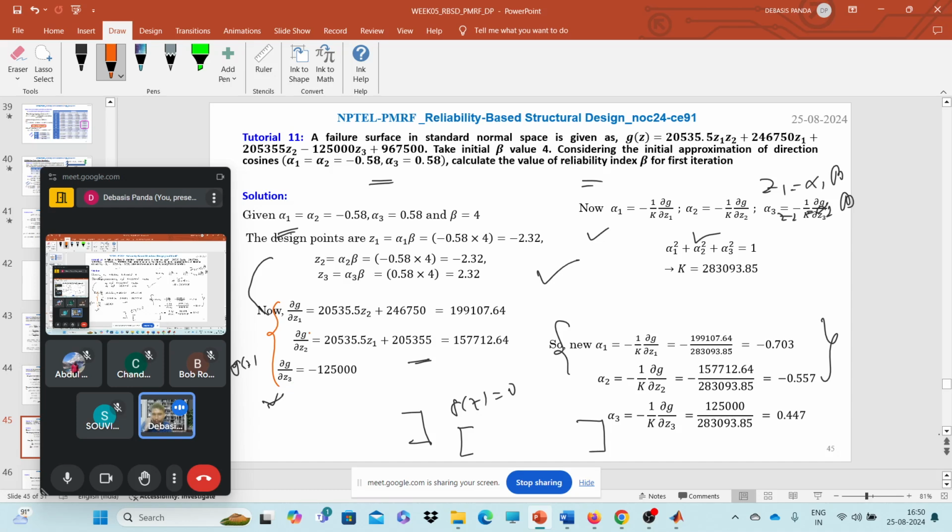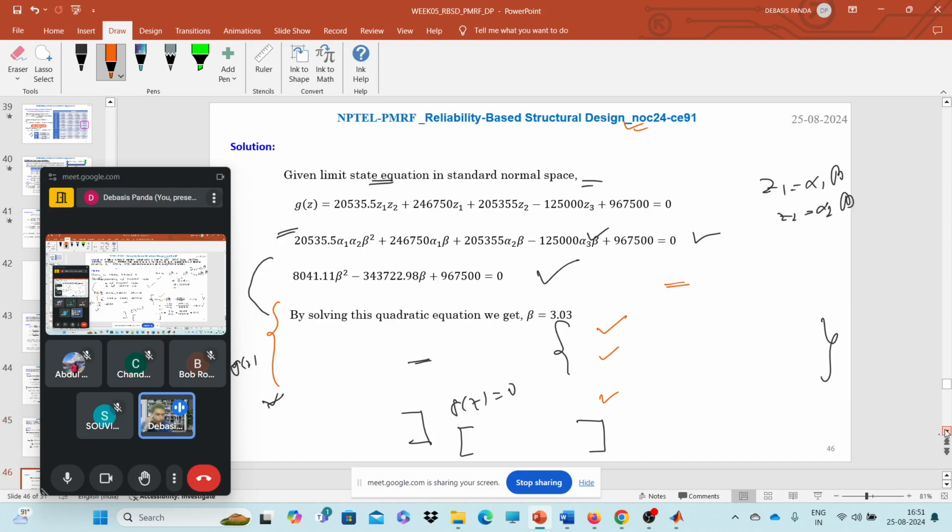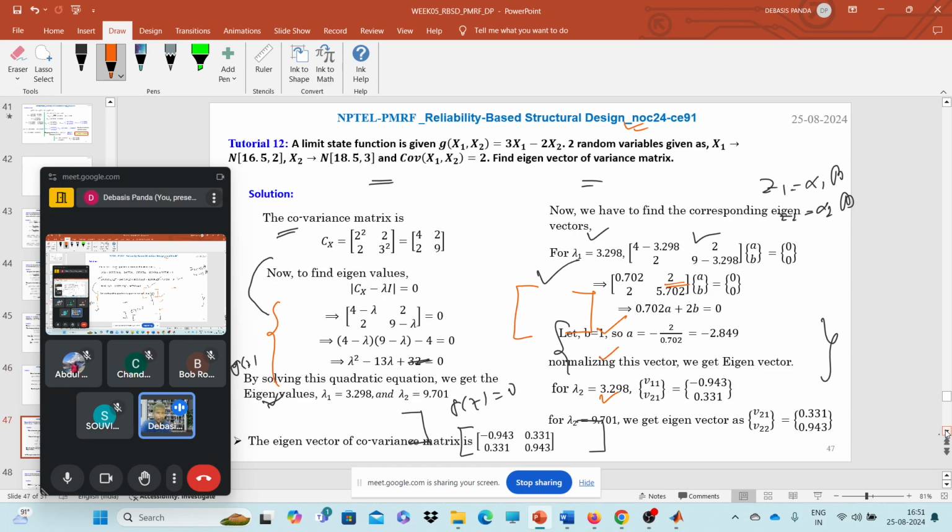Now once we have these three, we can easily calculate the k value. Once we get the k value, we can find out the alpha 1, alpha 2 and alpha 3 values. Once we have alpha 1, alpha 2 and alpha 3, we know how to find the beta. You just need to put all these in your equation. Once you have put all these things in that equation, you will find that beta comes as 3.03.